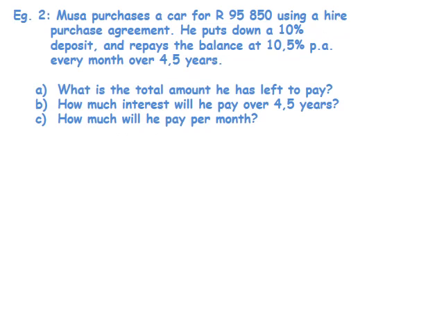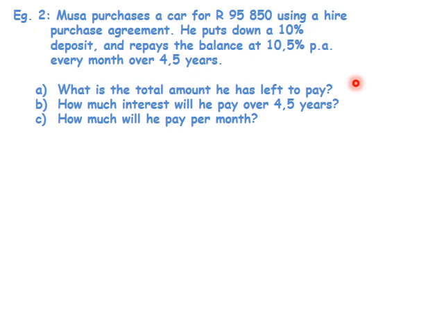Example 2. Musa purchases a car for 95,850 Rand using a hire purchase agreement. He puts down a 10% deposit. So this calculation is done up front before we even apply the simple interest formula. And he repays the balance at 10.5% PA. PA stands for per annum, so 10.5% for every year over which he pays it back, every month over 4.5 years. What is the total amount he has left to pay?